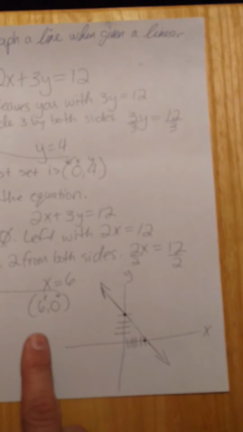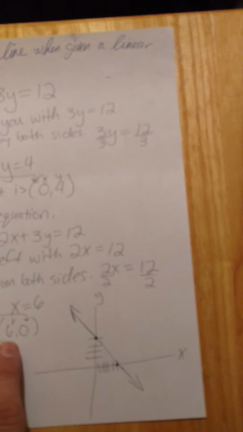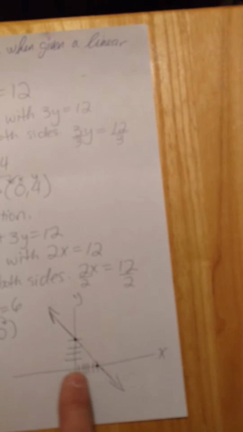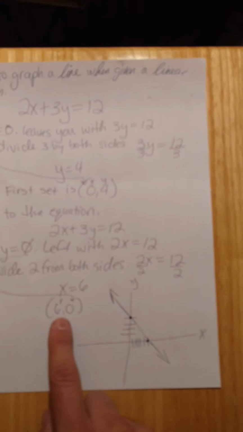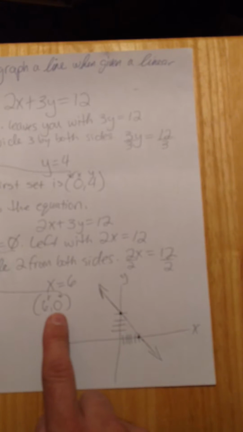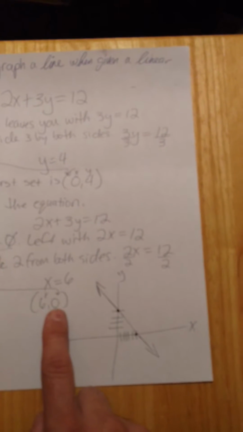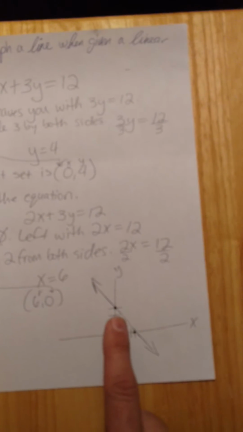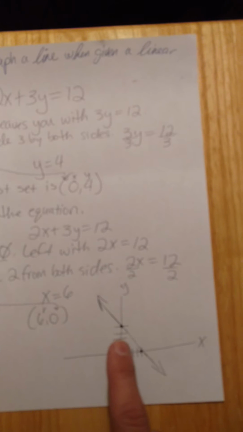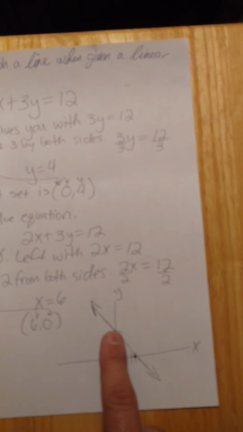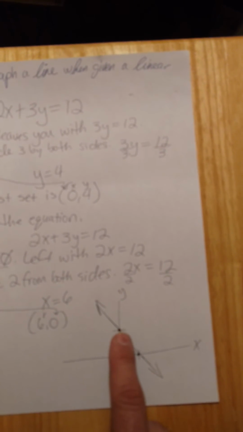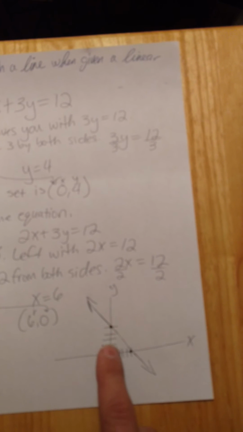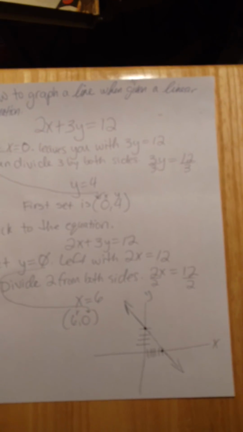So once again, the dot right here represents the 6, and since the coordinate for y is 0, it's going to be on the line, and the same thing can be said for this dot. The coordinates are x equals 0, so it has to be on the line, and y equals 4, you go 4 spots, and then you connect the dots. There you go.